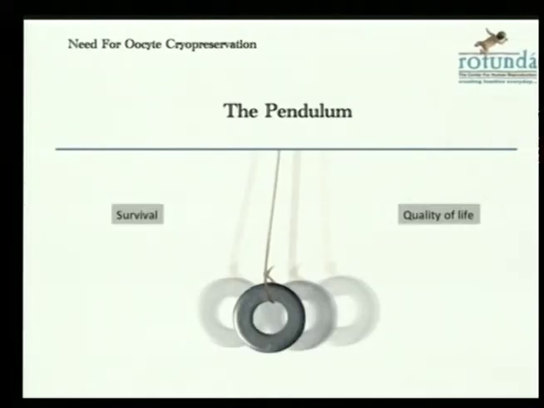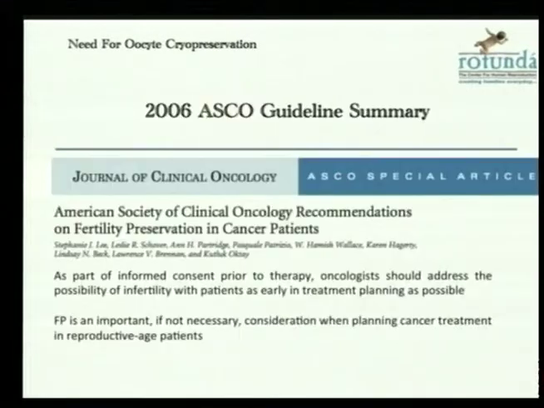So there is a pendulum. There are two sides. There is survival and there is quality of life. And we are going to keep a balance. We want survival for these patients and we are going to provide them with good quality of life. We are going to try our best to preserve their fertility.